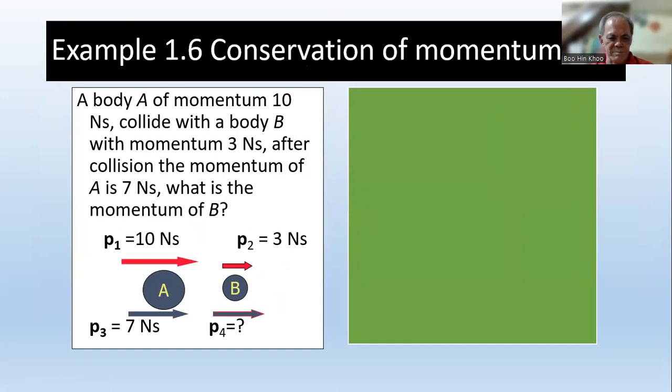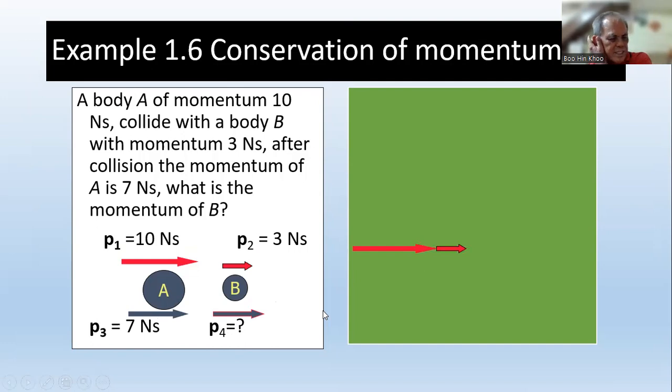Maybe we'll apply vectors throughout the syllabus. An example will be conservation of momentum. Body A of 10 Newton second collides with body B of 3 Newton second. This is initial. This is after collision. After collision, the momentum of A is 7. So you are required to find the momentum of B.